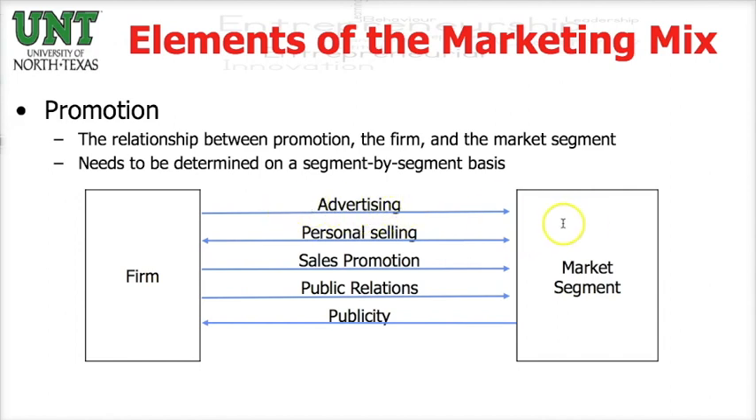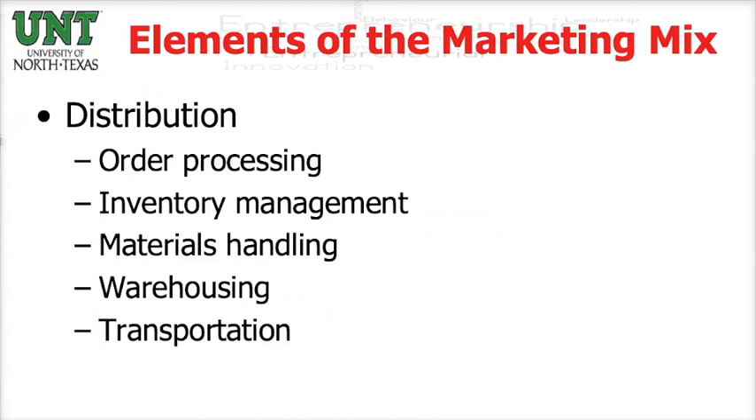Well, advertising, you're trying to go directly to the market segment. So it goes from the firm to the market segment, right? But personal selling goes either way, right? You go firm to the market segment or the market segment back to the firm, right? Sales promotion goes from the firm to the market segment. Public relations goes from the firm to the market segment. But publicity, right? This is where consumers could potentially raise a great amount of awareness for your product, or potentially ruin your product if you're doing any controversial stuff. That goes from the segment back to the firm. So that's promotion.